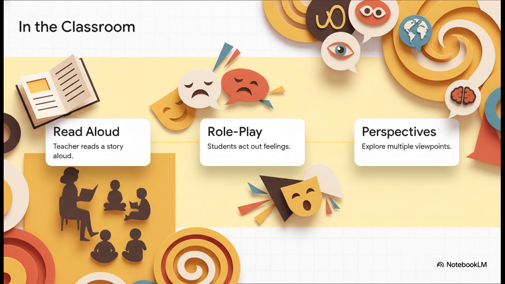Step 1. You, the teacher, read a story out loud. Step 2, you ask the students to pause and role-play how the different characters might feel during big events in that story. Step 3, through that active role-play, students explore multiple perspectives. See, they aren't just passively hearing about a character being sad or excited, they are physically interpreting and expressing those emotions, and that deepens their comprehension immensely.